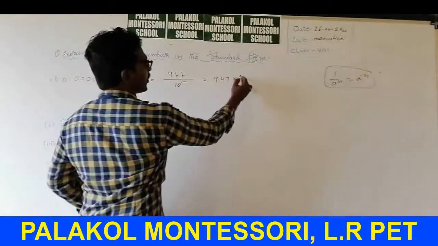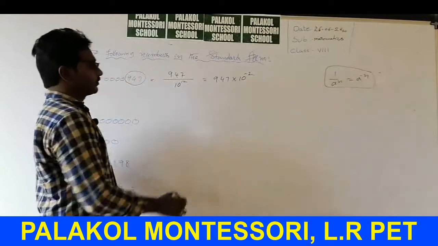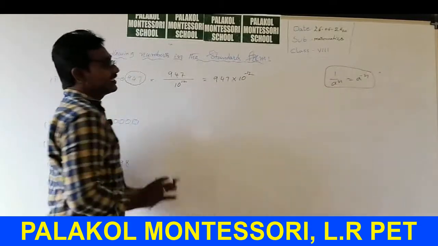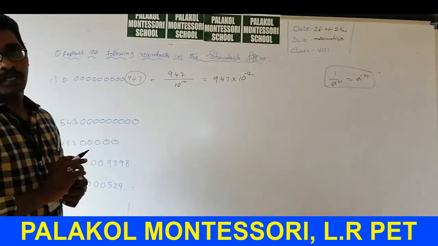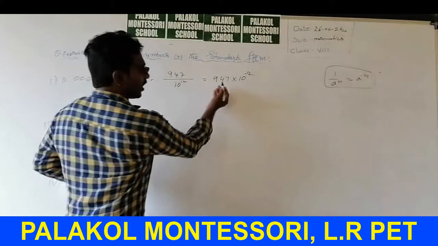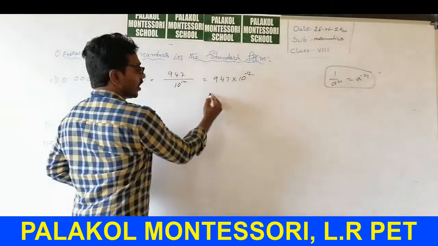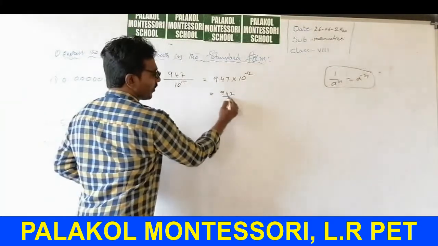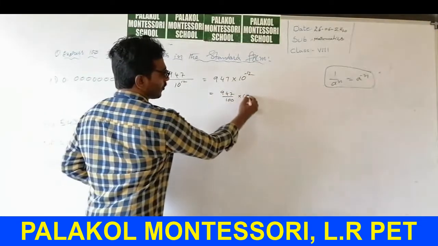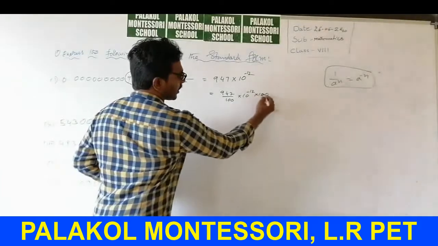So that's why 10 power of minus 2, minus 12. But it's not a standard form. How do you write the standard form? After two numbers, you write the decimal. How? That means 947 by 100 into 10 power of minus 12 into 100.